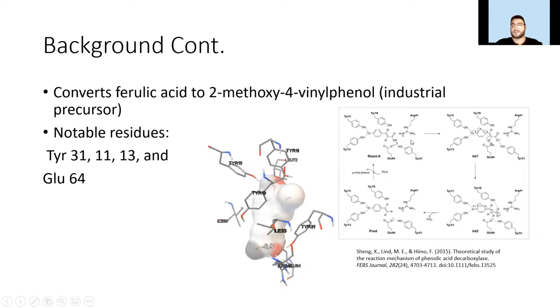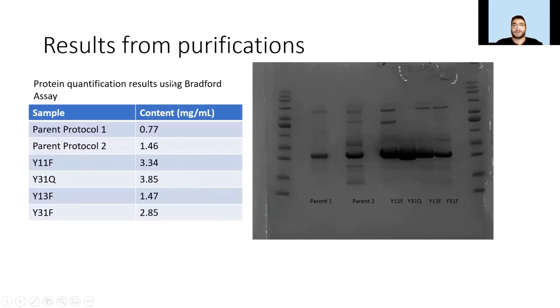As you can see in this mechanism and in this model, some notable residues are tyrosine 31, 11, 13, and glutamate 64. These are the different mutations being looked at that I was isolating. The idea was to look at the effects of these mutations on the kinetics and see how that would affect the enzymatic efficiency of this molecule. And so these results are my purifications.